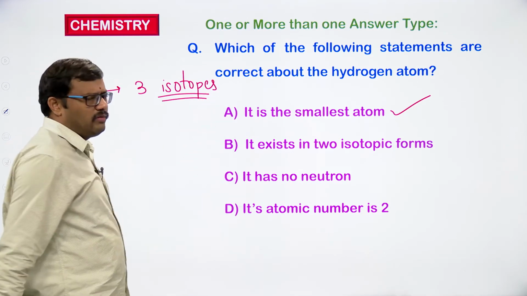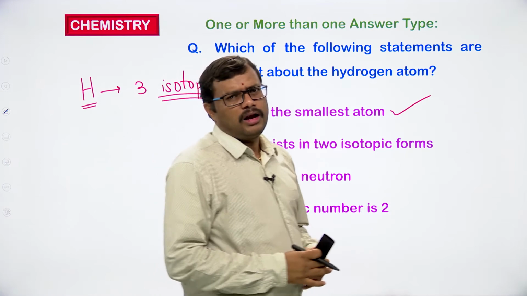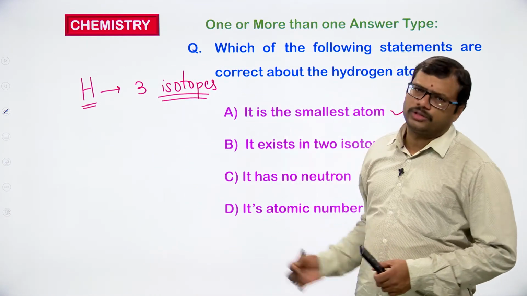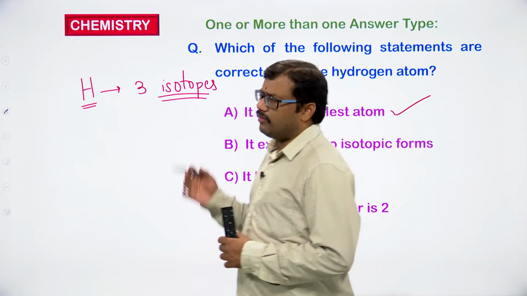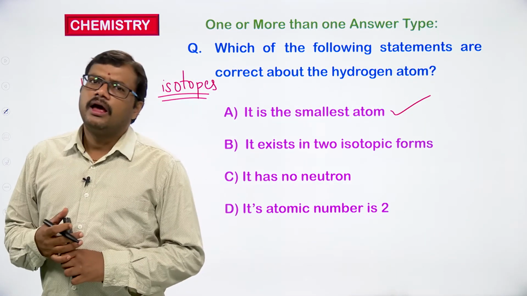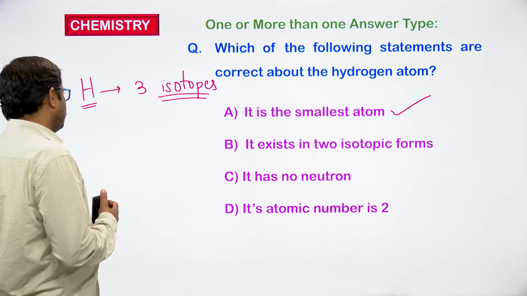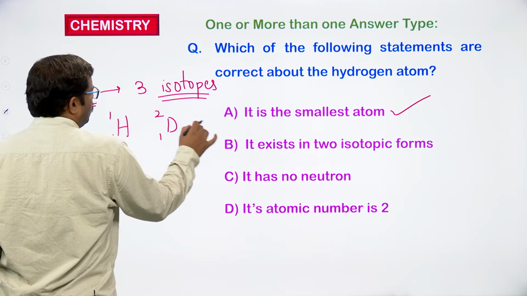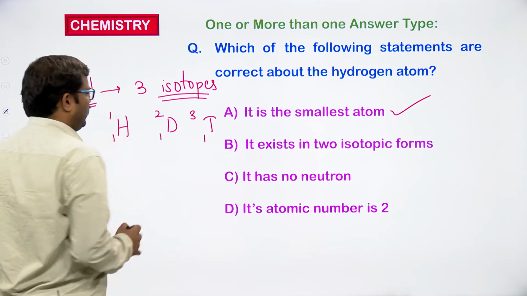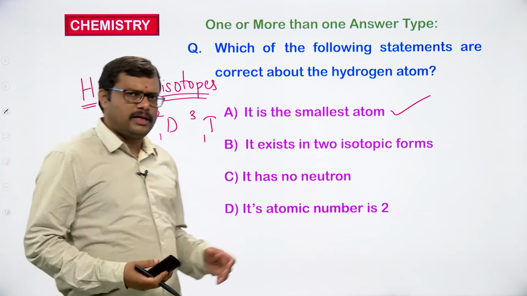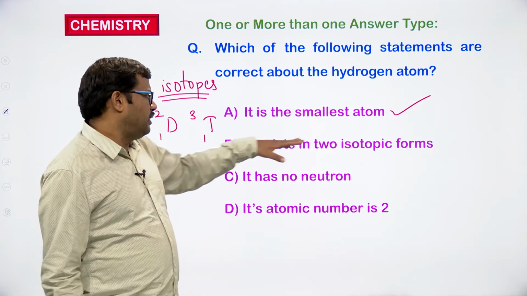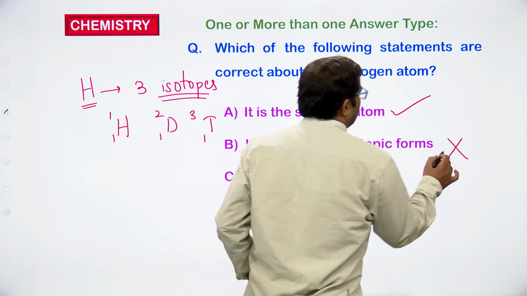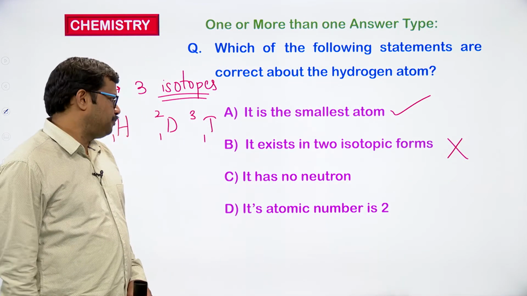We have discussed this while dealing with the average atomic mass. In order to calculate the average atomic mass, we take the isotopes into consideration, right? There we discussed that hydrogen has 3 isotopes. What are they? Hydrogen, H 1 1, D 1 2, T 1 3. Hydrogen, deuterium, tritium are the 3 isotopes. Here it is given as 2 isotopes, so this is a wrong statement, not correct with respect to the hydrogen atom.